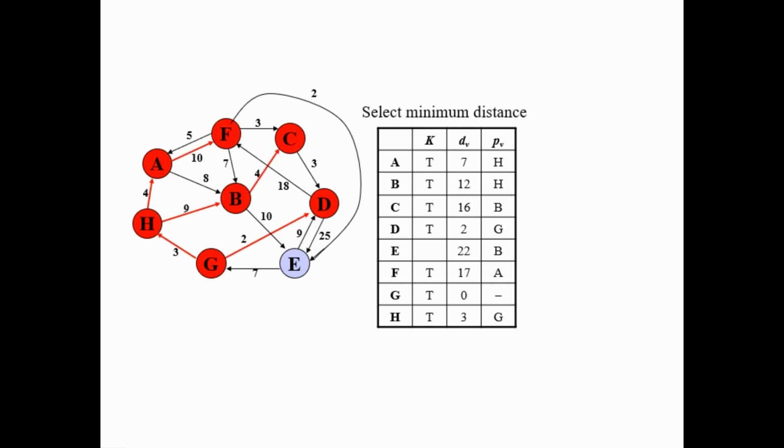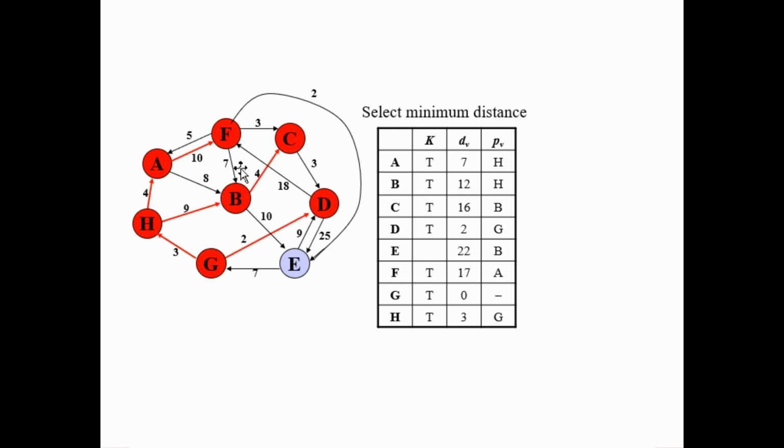Starting from F, we can go to B, C, and E. Let's see if any update is needed. F to B: up to F costs 17, and F to B costs obviously greater than 12, so it doesn't need to be updated. Now F to C, let's see. Up to F it costs 17, and it is already greater than 16, so it doesn't need to be updated as well. What about E?